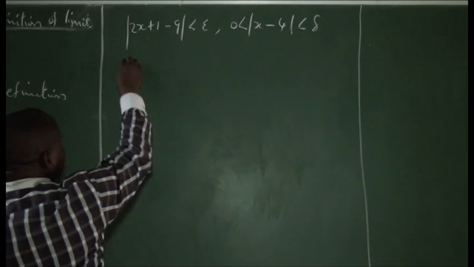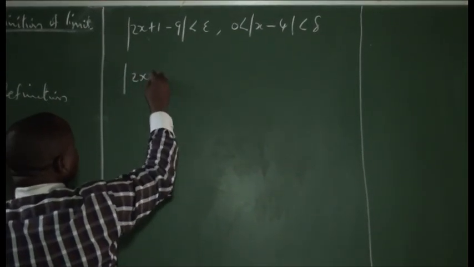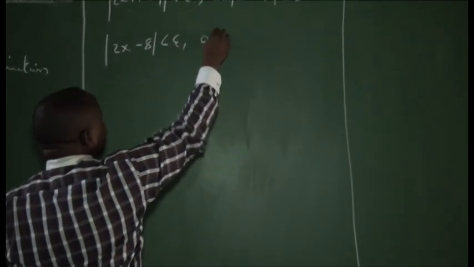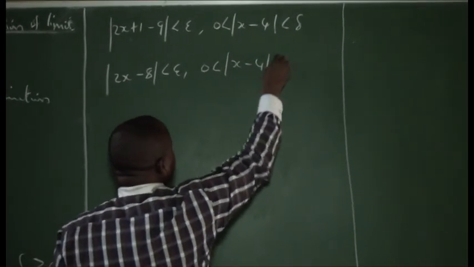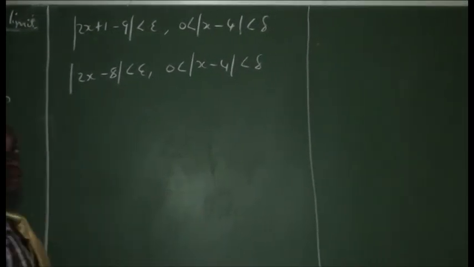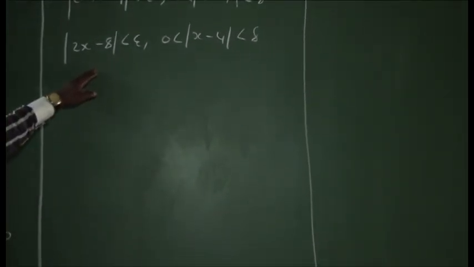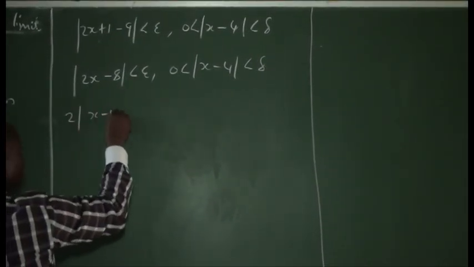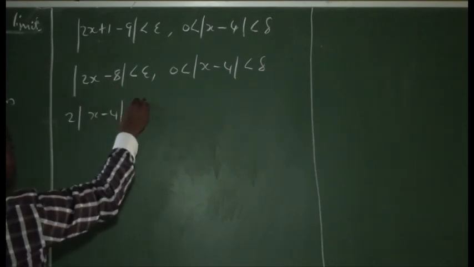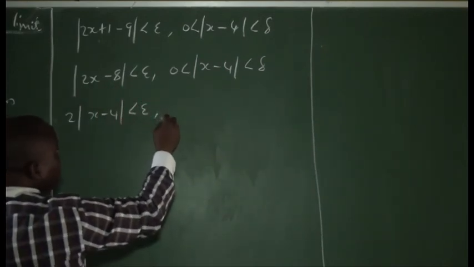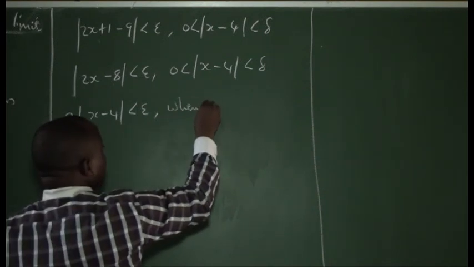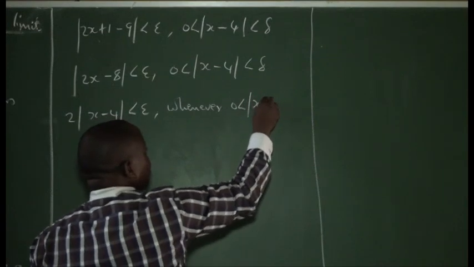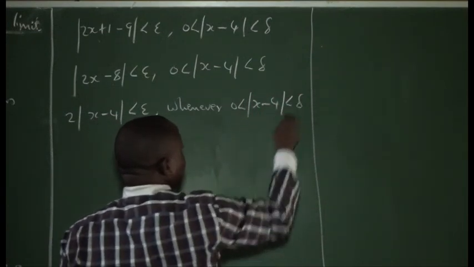So here we see that we have |2x minus 8| is less than epsilon whenever 0 is less than |x minus 4| and less than delta. Look at that. So here I can write it like this: 2 times |x minus 4|, you see I factor out 2, will be less than epsilon whenever 0 is less than |x minus 4| and less than delta.